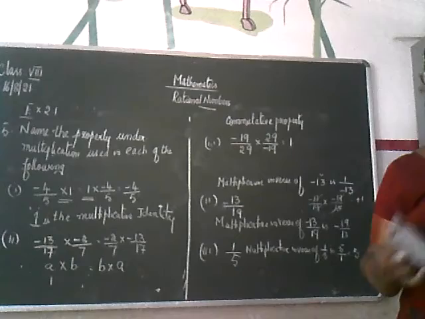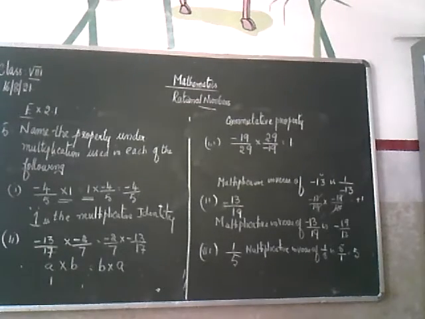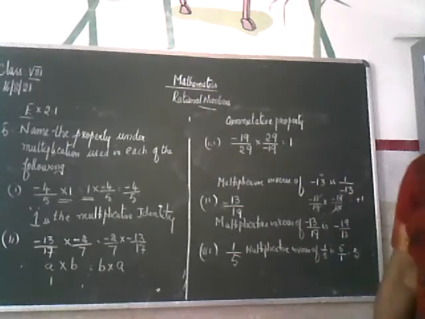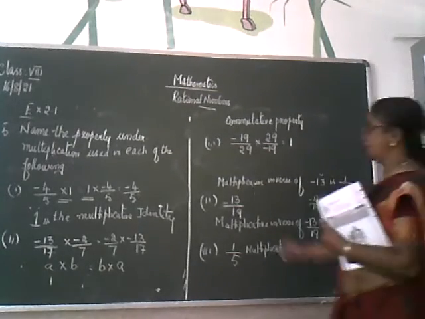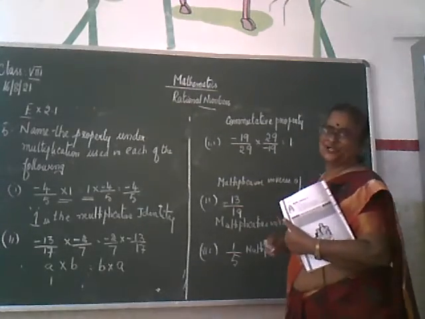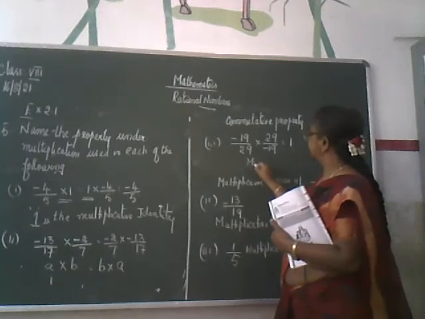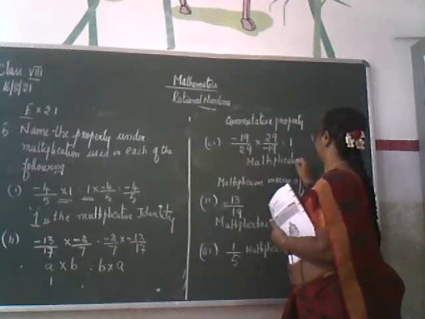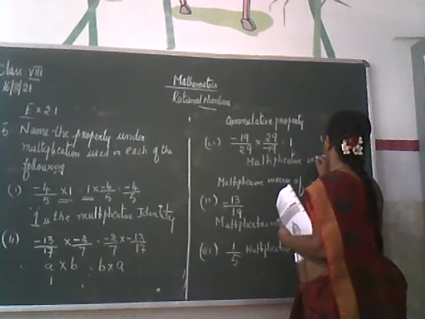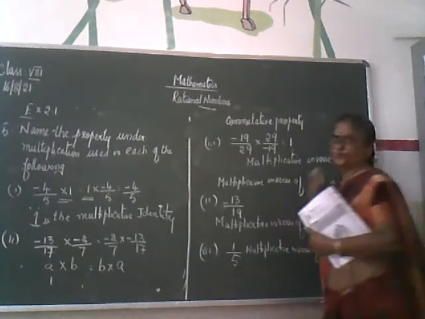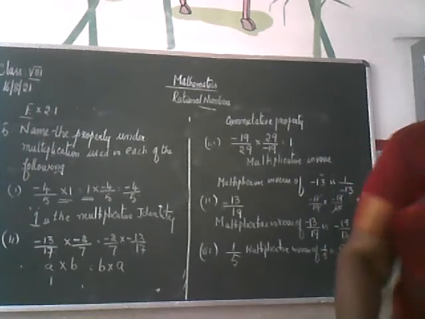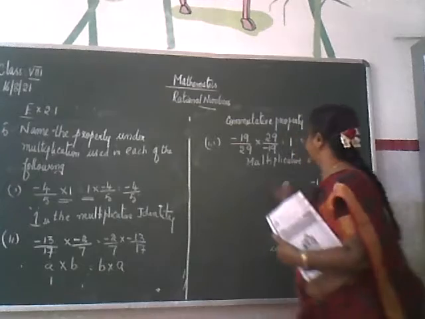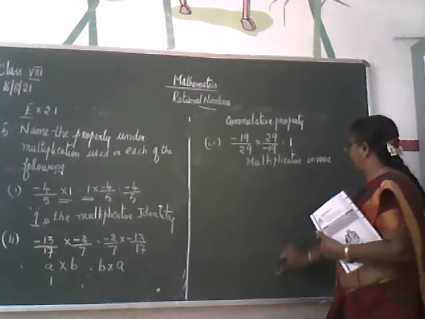The next one. So that with which you multiply, you get 1. That means you should get 1 when it is multiplied with its reciprocal. So when you multiply with the reciprocal to get 1, what will we call it? It is nothing but the multiplicative inverse. The property used is multiplicative inverse. Understood? Which property is used?